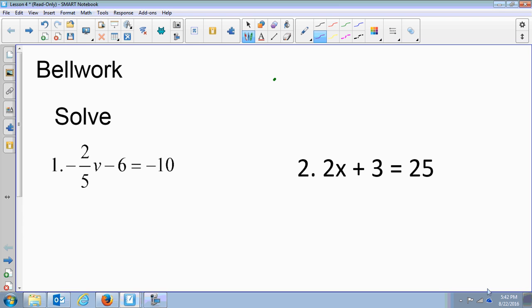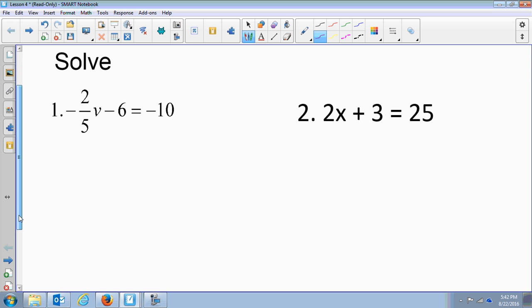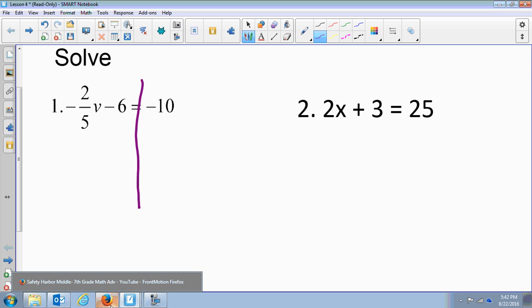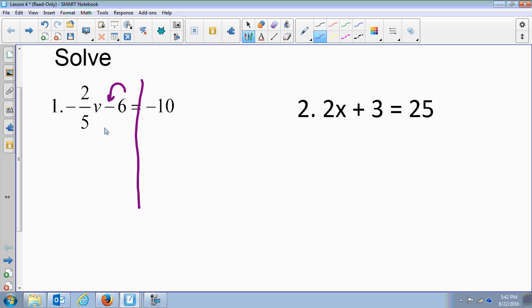Okay, today's bell work we're going to be solving two-step equations. So the first equation, we are going to be solving a two-step. So when I solve a two-step equation, I want to ask myself, what two operations do I have in this problem? In this problem, I have subtraction and I have multiplication. So I'm going to want to undo subtraction by doing the opposite, which would be adding 6 to both sides.